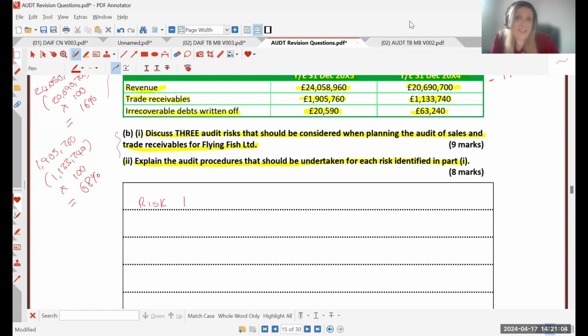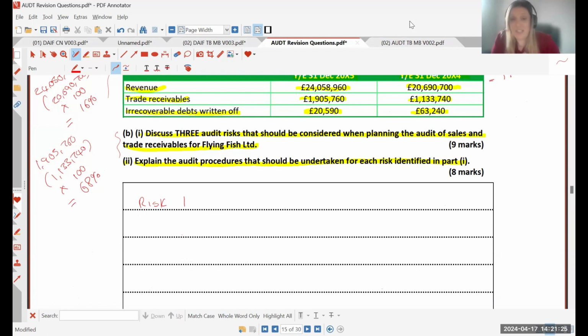Also, don't be afraid to state the obvious. And just so you know, these are tips for any written questions across the board for your AAT exams. Do not be afraid to state the obvious, okay? Stating the obvious will pick you up marks. That's why we've done our percentages. We're going to talk about the actual increases or decreases in the figures.